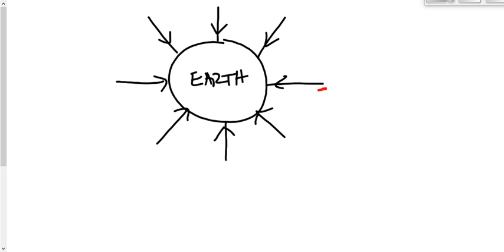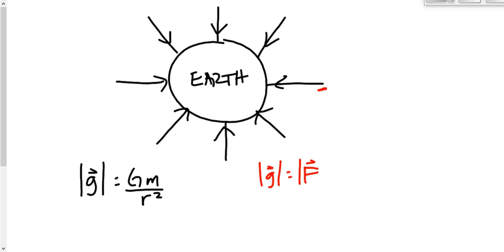Which one is it that's experiencing the field? The board marker. So if we have information about the Earth, we would use what we call the producer equation to find the gravitational field, GM over r squared. If we have information about the board marker, what experiences the field, then we would use what we call the experiencer equation to find the value of the gravitational field.